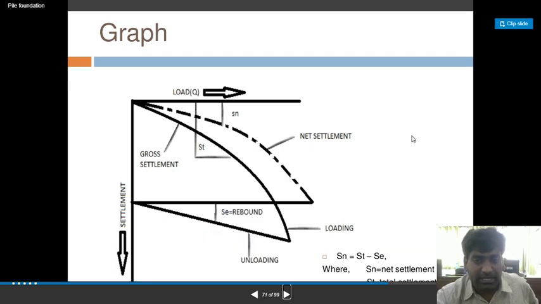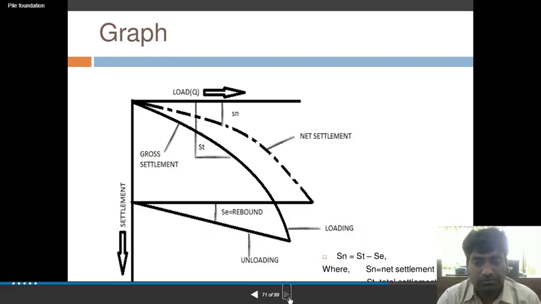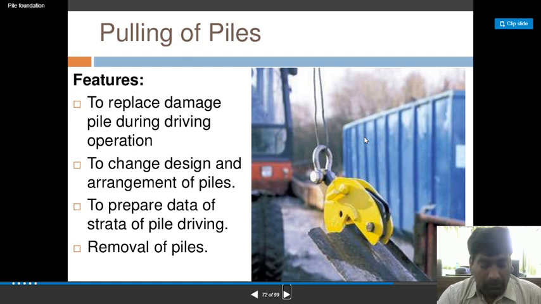Sn is equal to St minus Se. Se is the rebound settlement curve, unloading, and this is the net settlement and gross curve. So in the book of B.C. Punmia also you will get a very nice diagram of load versus settlement. Pulling of a pile.